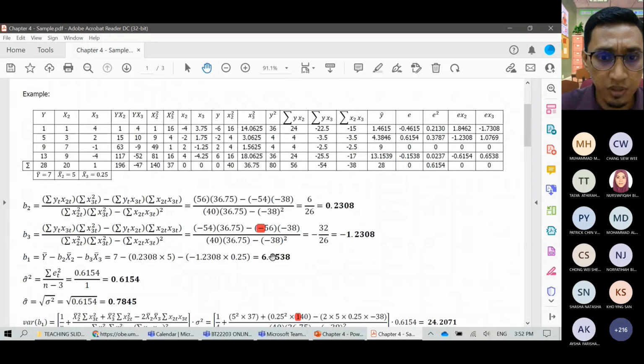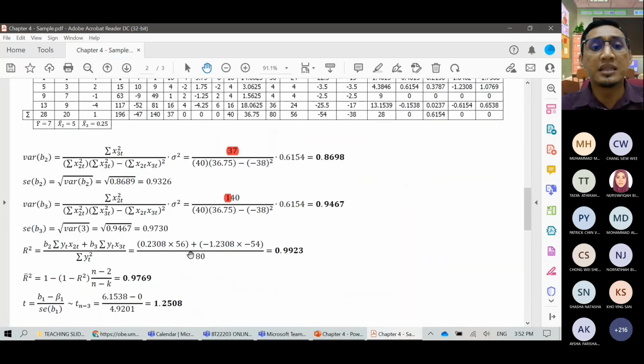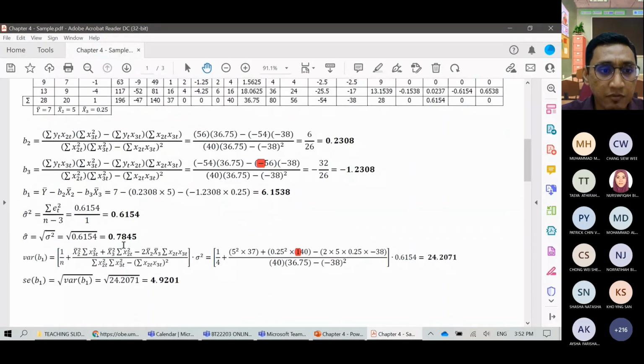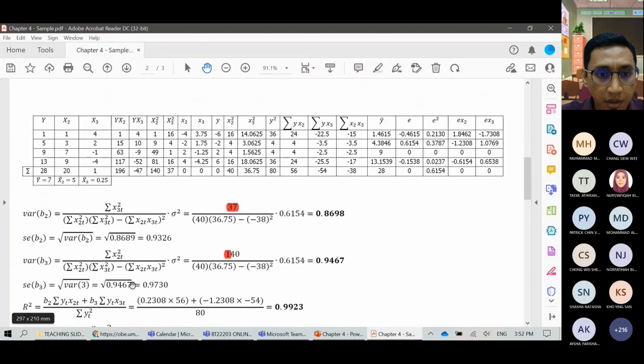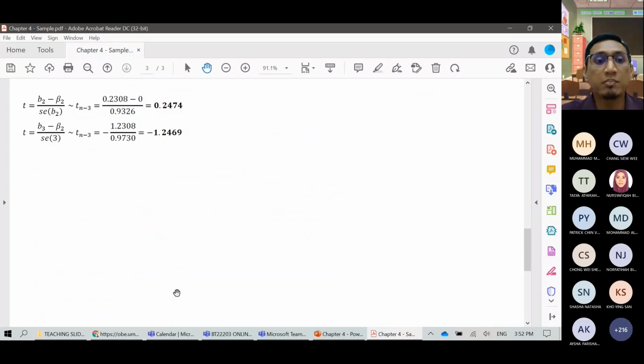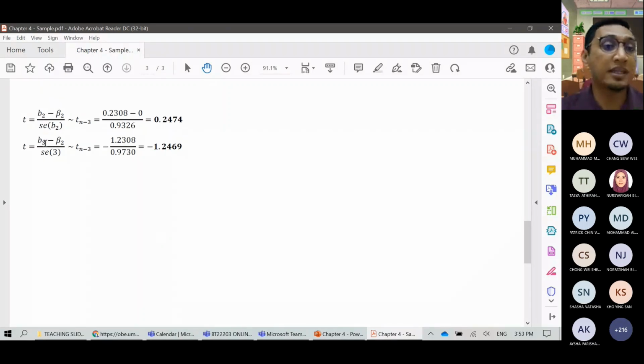So here 6.1538 minus the hypothesized value for beta 1, 0, over its standard error. The standard error for B1 is 4.9201. Here we have a t-statistic of 1.2508. We repeat the same thing for B2 and B3 in identifying their t-statistics.